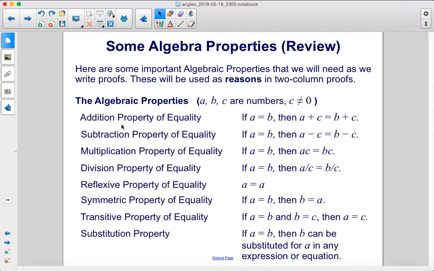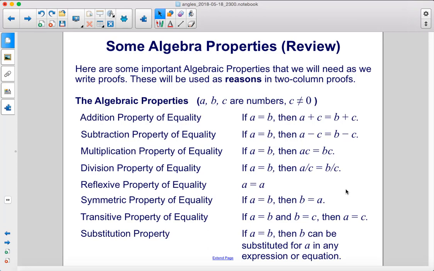So we have the addition property of equality. If a equals b, then a plus c equals b plus c. Subtraction property of equality. If a equals b, then a minus c equals b minus c. Multiplication property of equality. If a equals b, then a times c equals b times c. The division property of equality. If a equals b, then a divided by c equals b divided by c.